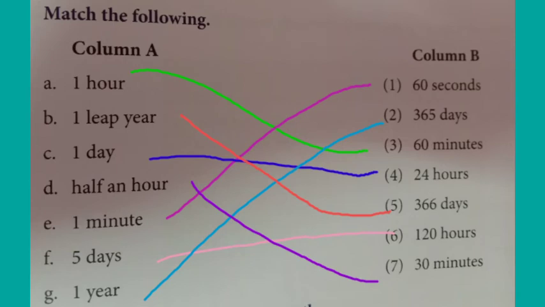Here 1 hour is equal to 60 minutes, 1 leap year is equal to 366 days, 1 day is equal to 24 hours, half an hour is equal to 30 minutes, 1 minute is equal to 60 seconds, 5 days is equal to 120 hours, 1 year is equal to 365 days. Here the matching is A-3, B-5, C-4, D-7, E-1, F-6, G-2.